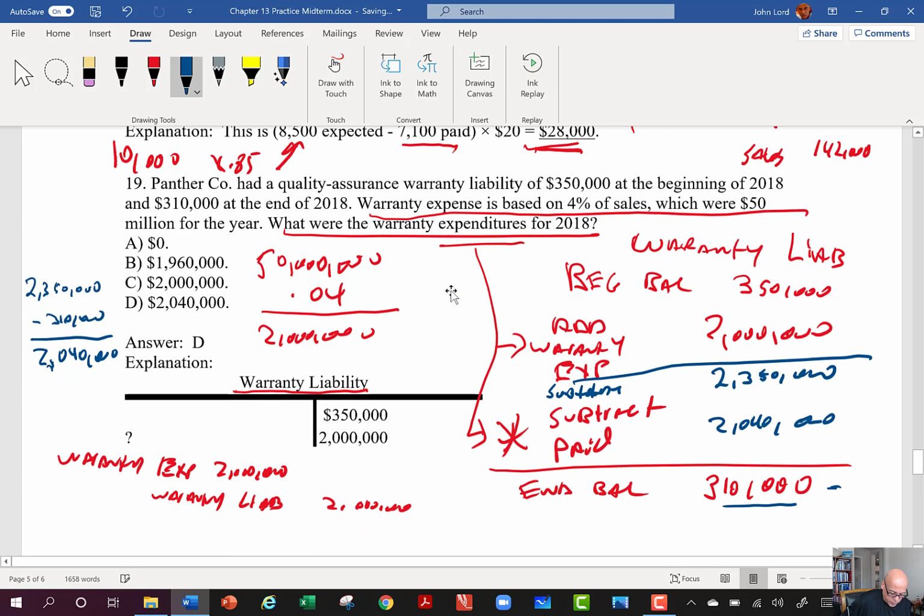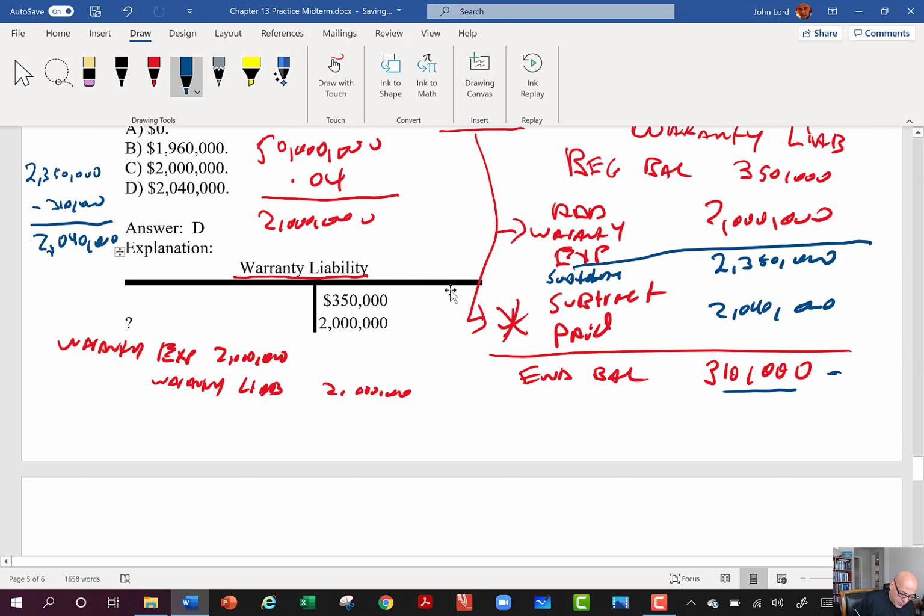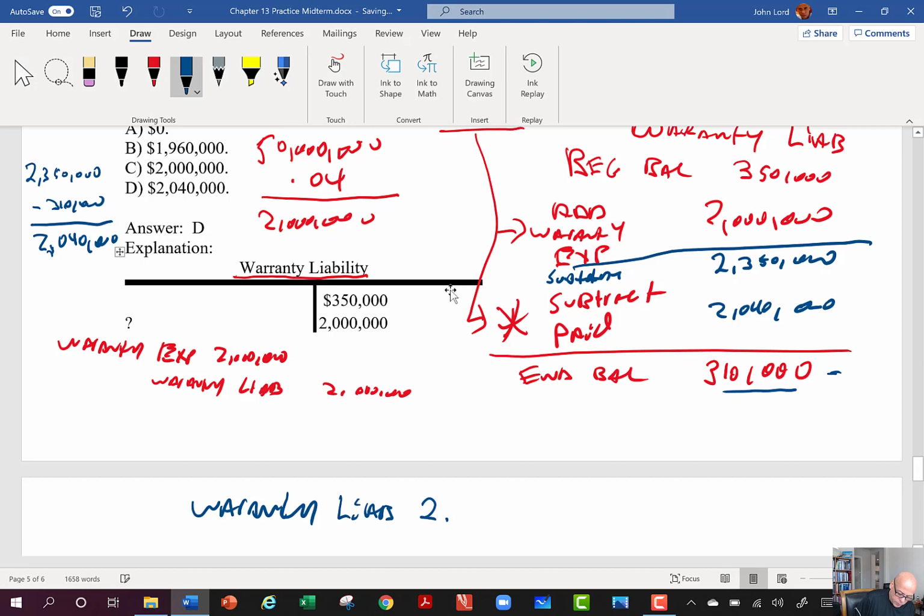In other words, I made a journal entry. Now I'm really crying for space here. Okay, I got some down here. So I must have made a journal entry to debit the warranty liability for $2,040,000, and I credited cash of $2,040,000, right? That's the amount that was subtracted. That's the amount that was my expenditure that I paid out on this, okay? And so the answer is $2,040,000, all right?